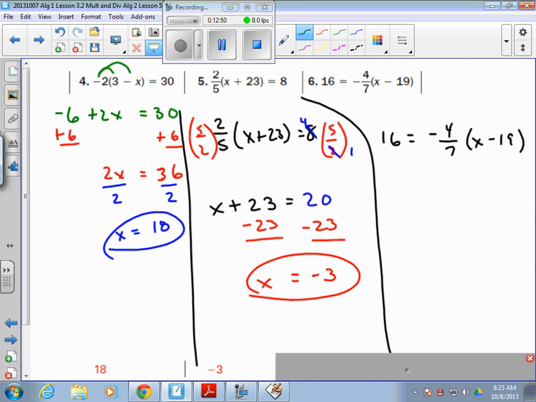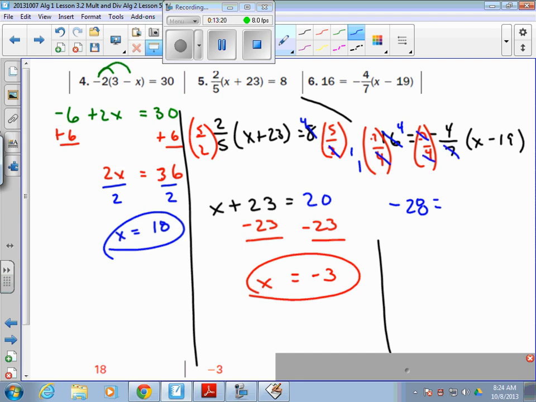And do the same thing with this one. Get rid of -4/7 by multiplying by its reciprocal. Multiply the right side by -7/4 and the left side by -7 over 4. So we can cancel out. 4 goes into itself 1 time and into 16 4 times. -7 times 4 is -28 on the left. That's a whole lot easier to deal with.